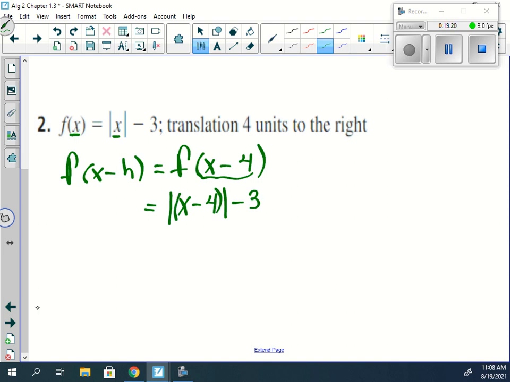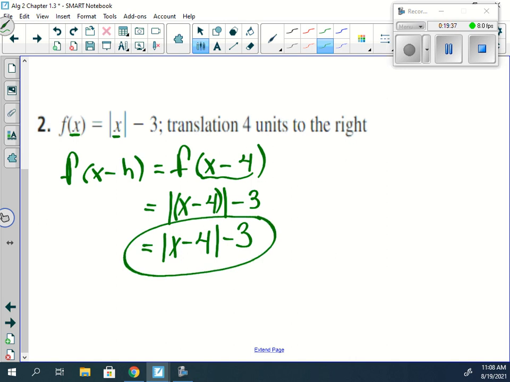Now, I would normally put parentheses around it just in case there's anything inside there, because if it was 2x, it's a good habit to get into. But since there's nothing inside the absolute values, we can just say the absolute value of x minus 4, minus 3. And that is it. Any questions on this here?